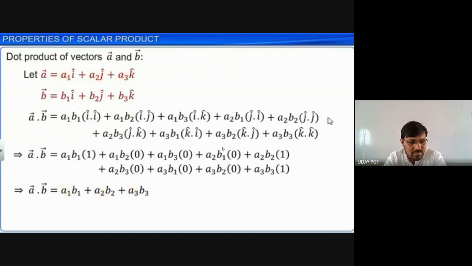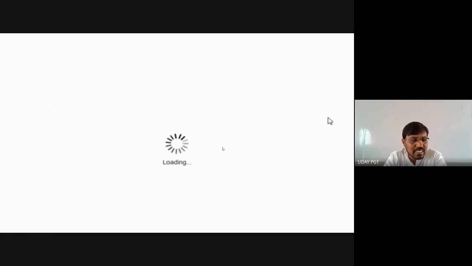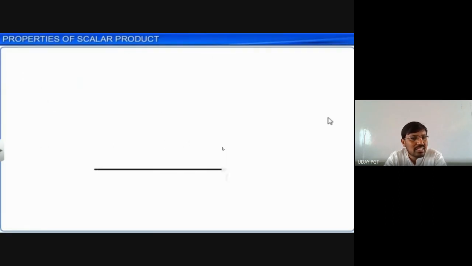So this is a way to find out the dot product of two vectors. When the two vectors are given, their dot product can be found in this way. The coefficients of these unit vectors, whatever is given to you, should be taken into consideration. So the properties of the scalar product: the angle between the two vectors is theta, usually denoted so. A vector is making an angle of theta with the L.